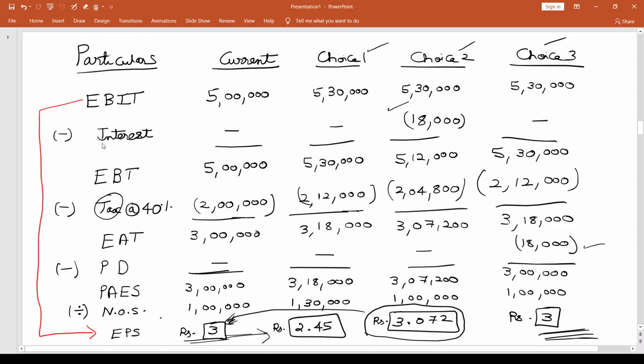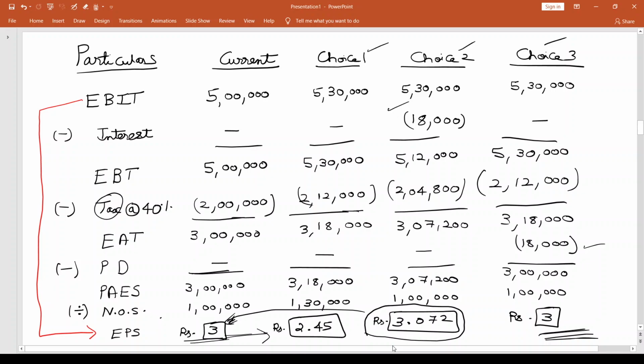That is the reason why this choice looks even more attractive and I am having a higher EPS. For the same cost, I get a partial benefit in choice 2, I don't get that in choice 3. This is for the main reason that interest is a tax deductible expenditure, preference dividend is not a tax deductible expenditure. So the tax savings, I will call this tax savings.